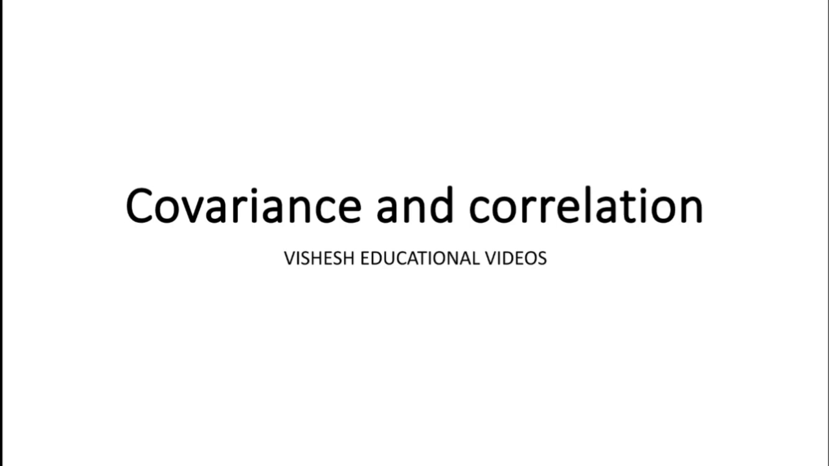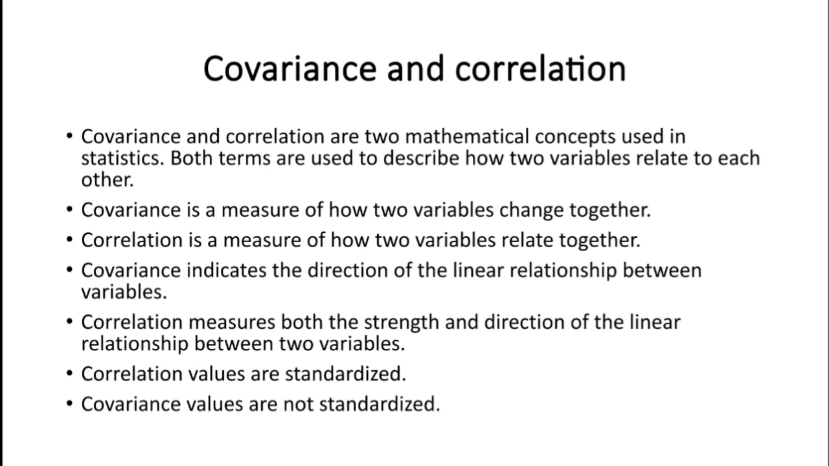So let me begin the explanation of covariance and correlation concept. Now, both covariance and correlation are two mathematical concepts used in statistics, right? Both terms are used to describe how two variables are related to each other. I'm making it very simple. I don't want to confuse you guys.